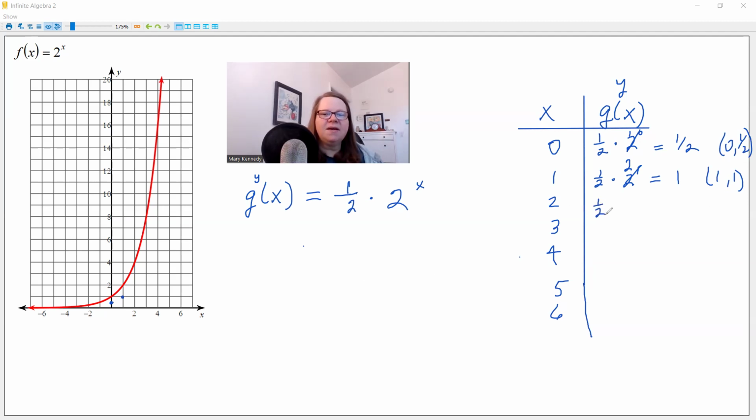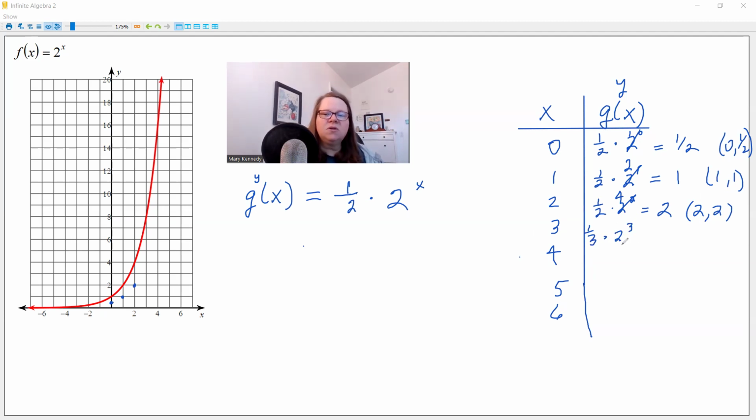So now I'll do 1/2 times 2 to the second power. Well, 2 squared is 4. Half of 4 is 2. So now I'm at 2, 2. Okay, right 2, up 2. A new point.